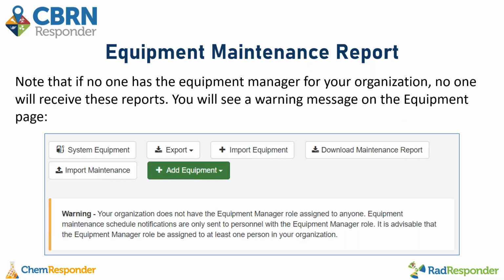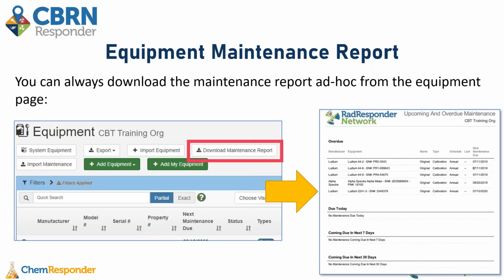Please note that if no one has the equipment manager role in your organization, then no one will receive these reports. And you'll know that you don't have any equipment managers because if you navigate to your equipment page, you'll see a warning message here letting you know that you don't have anyone who has the equipment manager role. But like I mentioned, you can always download the maintenance report ad hoc from the equipment page. So you'll just click Download Maintenance Report and you'll receive that same report that you would have received via email.